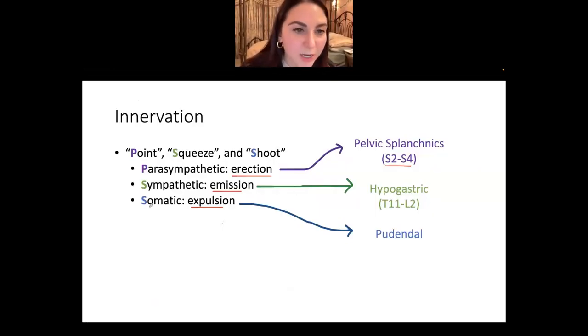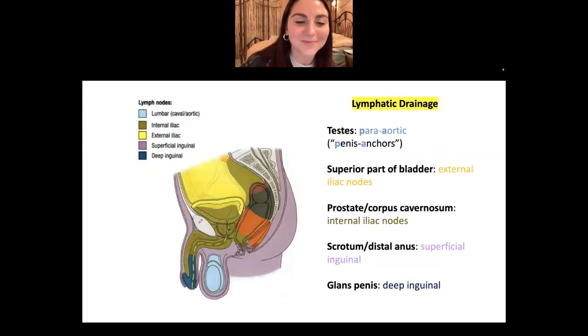And then finally, expulsion is somatically innervated, and specifically it's the pudendal nerve. And expulsion is actually the final act. What's interesting is the first two are going to be autonomic, so you don't have control over this. Somatic you have control over. So you have autonomic and somatic innervation for this process. But yeah, they will ask this. So you're welcome for point, squeeze, and shoot. All right, more on this.